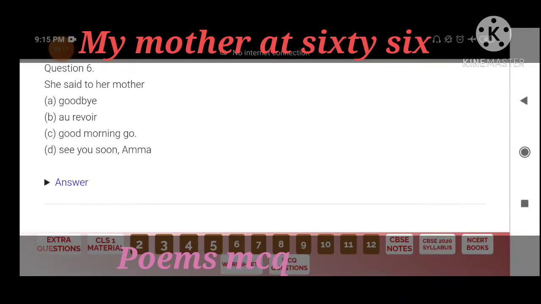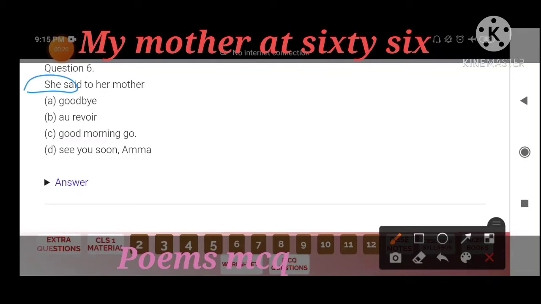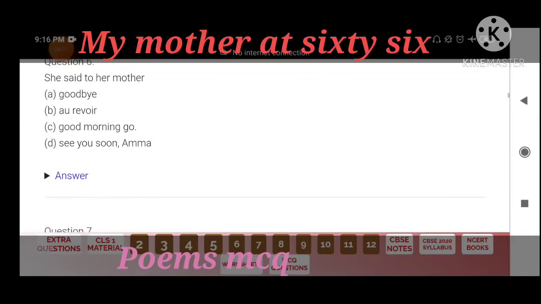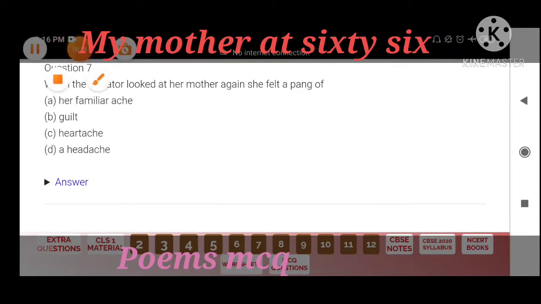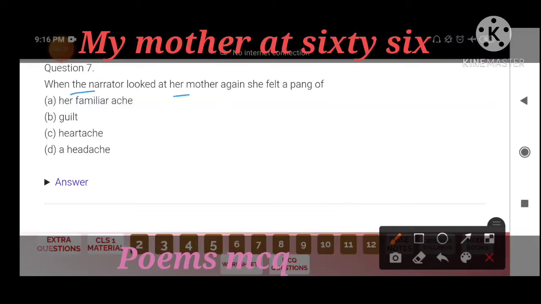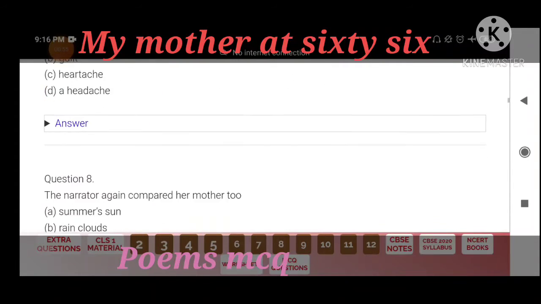6.1. She said to her mother: goodbye, au revoir, good morning, go, or see you soon, Amma. So the answer is see you soon, Amma, the departing words of the poetess to her mother. When the narrator looked at her mother again, she felt a pang of her familiar ache, guilt, headache or a headache. So the answer is a familiar ache. The poetess herself knew how her mother felt when she was alone.